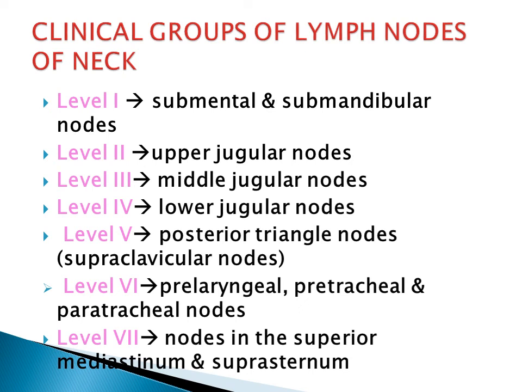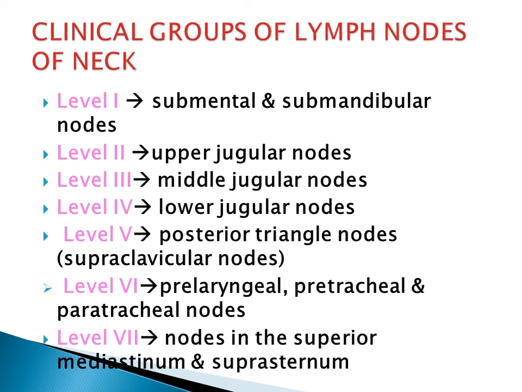So depending upon the level of the lymph node found in a particular region, surgeons will know from which part of the head and neck region the lymph is being drained into that particular lymph node. You understood? So in order to improve the surgery or to increase the awareness of the surgeons, to make it easy for the surgeons, lymph nodes are arranged from level 1 to level 7.